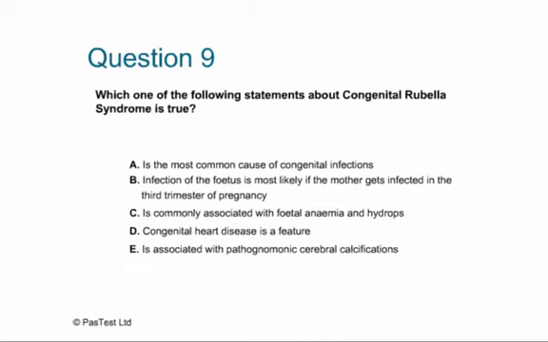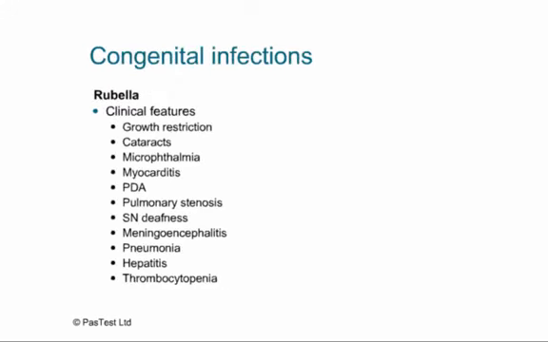The answer is D. Congenital heart disease is a feature. CMV is the most common cause of congenital infections. Rubella infection of the fetus is most likely if the mother gets infected in the 1st trimester. Fetal anemia and hydrops are more commonly seen in parvovirus infection. And finally, cerebral calcifications are seen in CMV and toxoplasmosis. Let's spend a few minutes talking about congenital infections in the next slides.